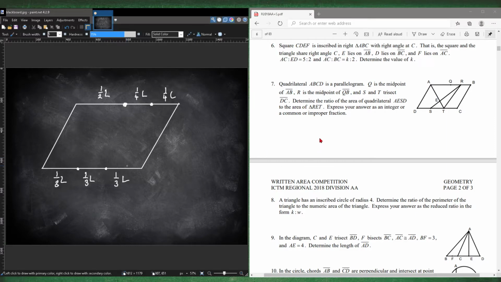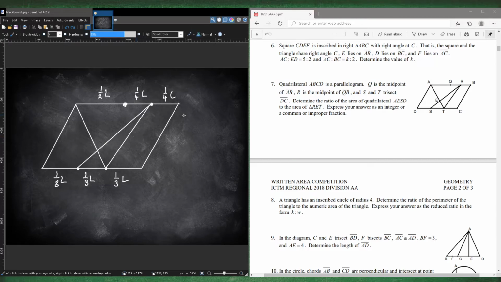Okay. And now we just need to connect a bunch of other points together. So we have this to here, and then here to here. And we also have from here to here. And they want to find the area of quadrilateral AESD, so this area, to the ratio of RET, so this area. So this quadrilateral to this triangle, basically. So we need to find that ratio.